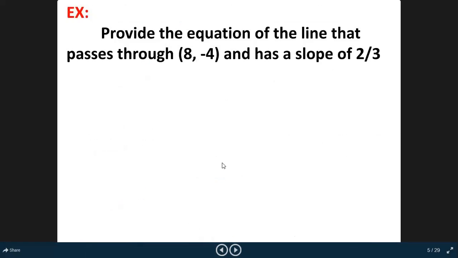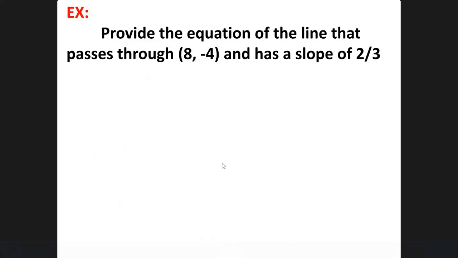If we have a question like this, provide the equation of the line that passes through (8, -4) and has a slope of 2/3. How are we going to solve this question together, grade 9? Can anyone tell me how we can solve this question by using the point-slope form equation?